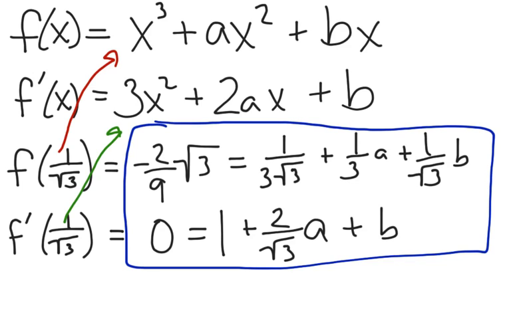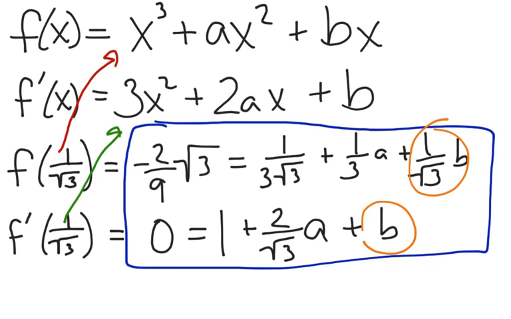There are a couple different ways we can go about solving this system here. I'm going to use the addition elimination method. Notice that I have a 1/3 a in... Do I want to do that one? Actually, no. Let's not do that one. I have a 1 over root 3 b, and I have a b here.